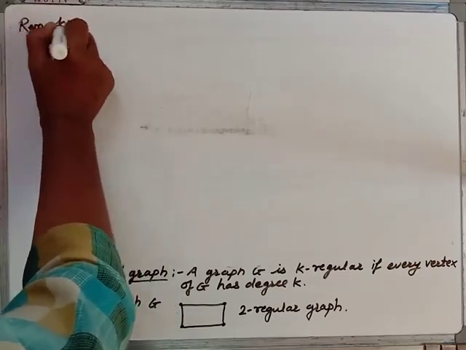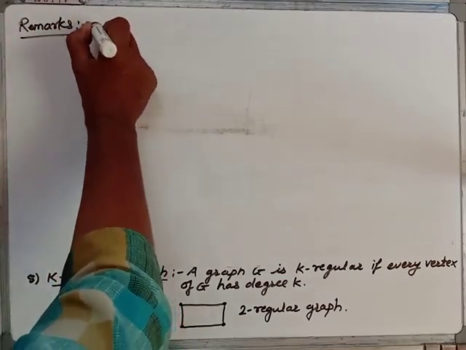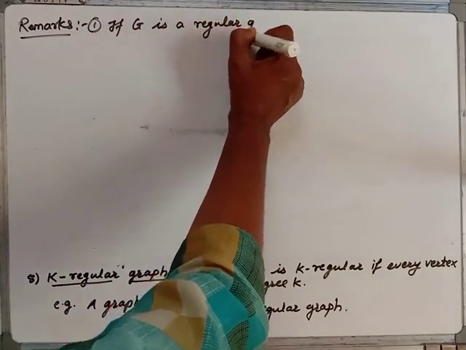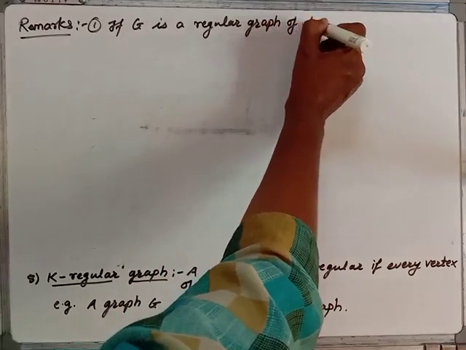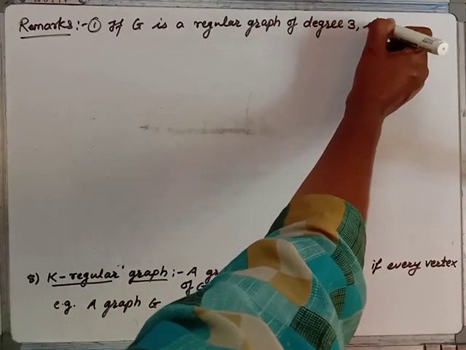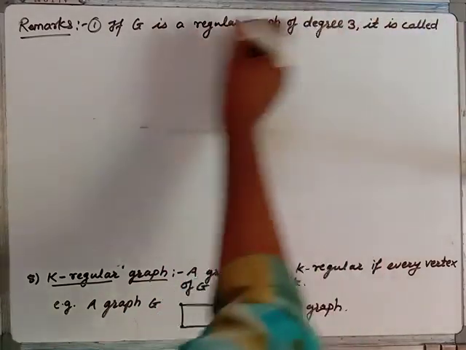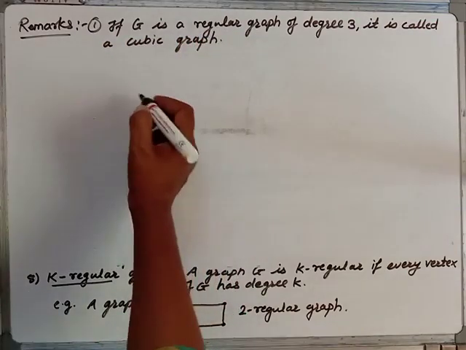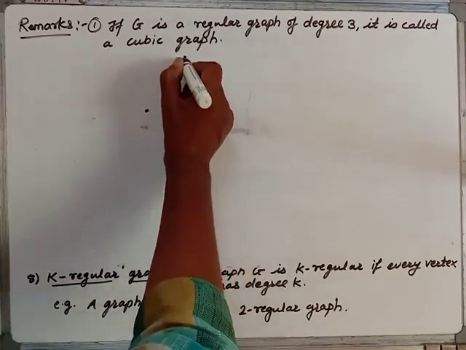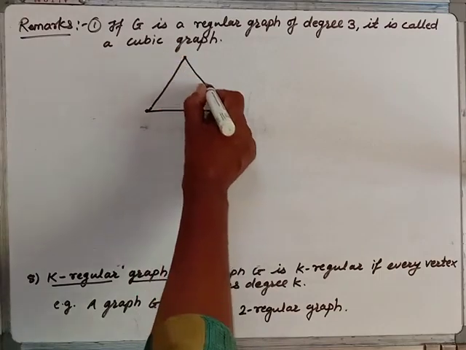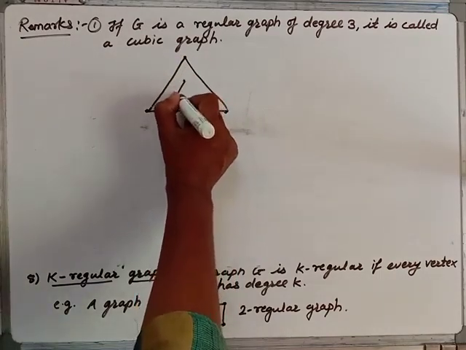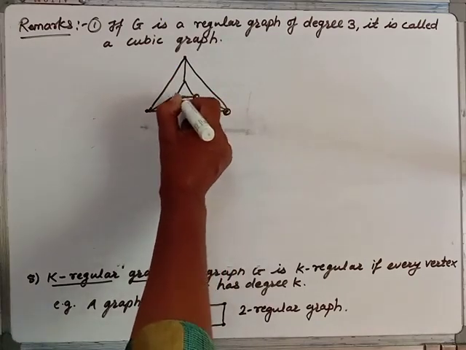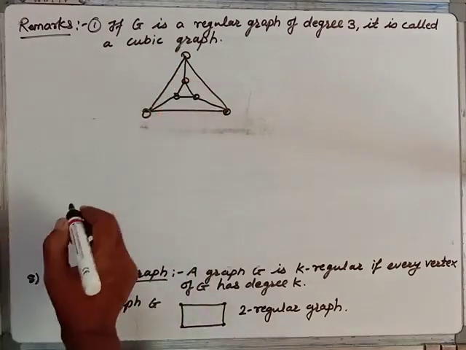Remarks about the regular graph also. If G is a regular graph of degree 3, it is called a cubic graph. It will look like this. This is a cubic graph.